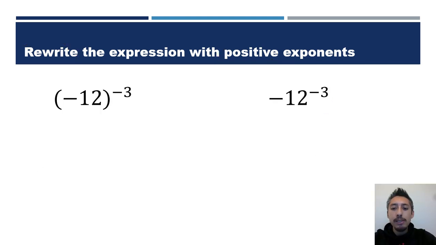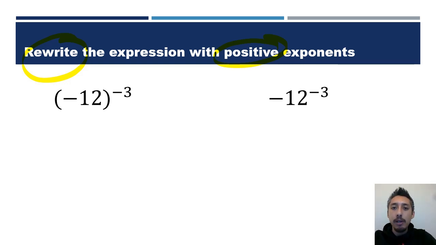Let's move on to something a little more complicated. Here we have what looks like to be the same problem, or at least something very similar, but the obvious difference is that one example has parentheses and the second one does not. But still, we're being asked to do the same thing. We're being asked to rewrite this expression with positive exponents. So let's go ahead and do that. As we talked about in the previous example, because we have a negative exponent, we have negative 12 to the power of negative 3. The negative 3 is a negative exponent.